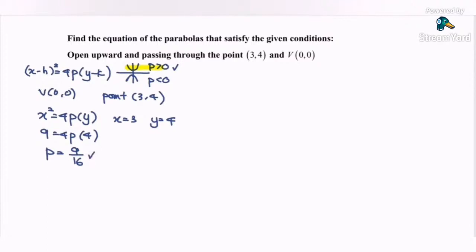So finally, what we have to do is to substitute the situation into the formula. So finally, the answer would be x squared equals 4 times 9/16 y. So x squared equals 9/4 y. That would be the equation for the parabola.